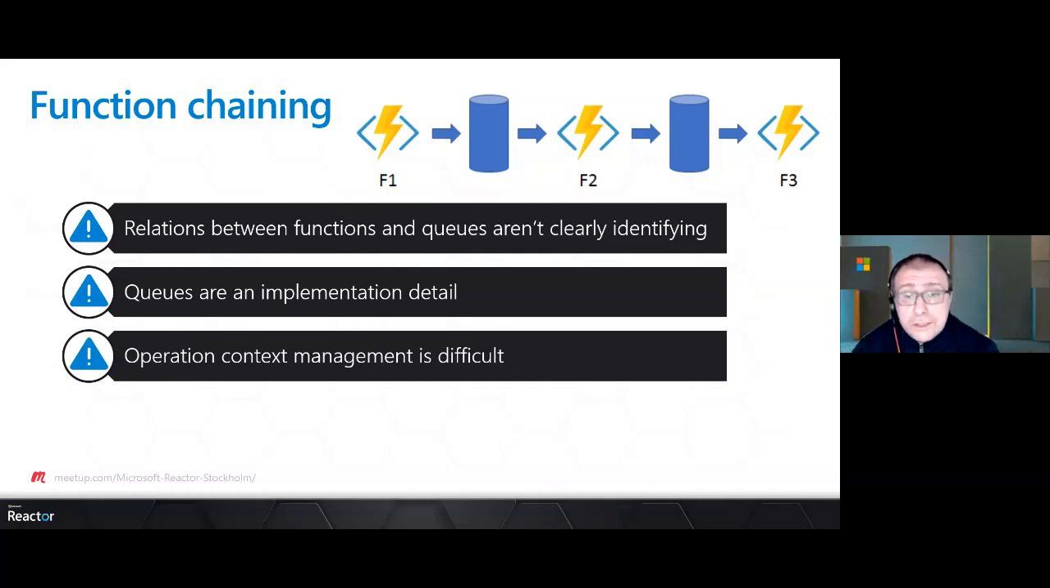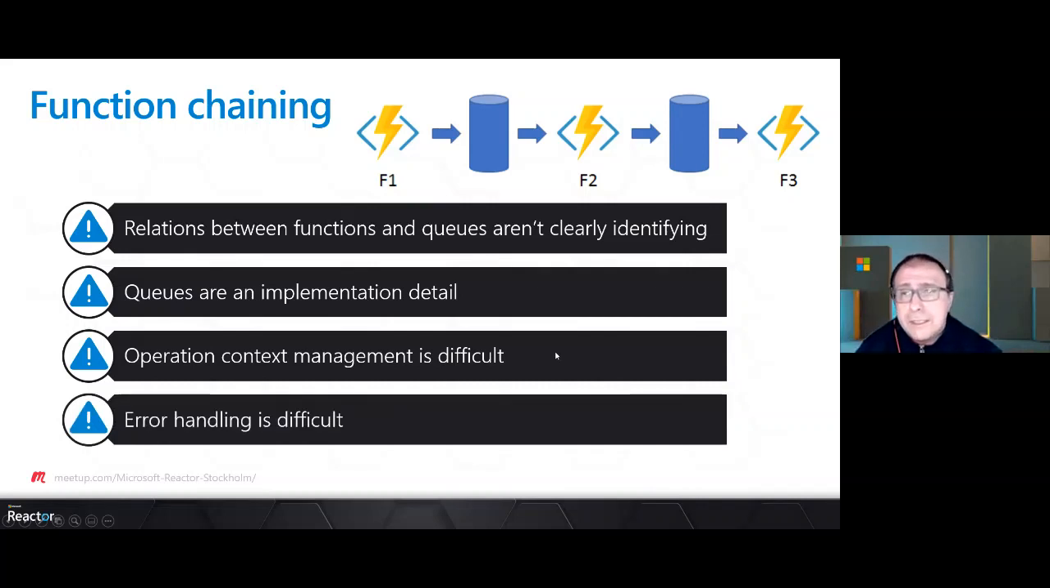The operation context is difficult, so you need to pass something from F1 to F2. You couple, you link F1 with F2, because you have an object, a context, you need to pass to every function.